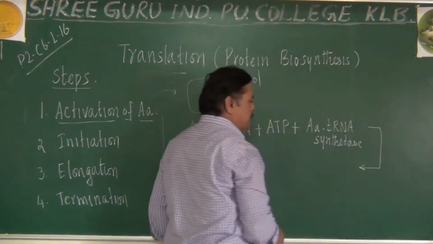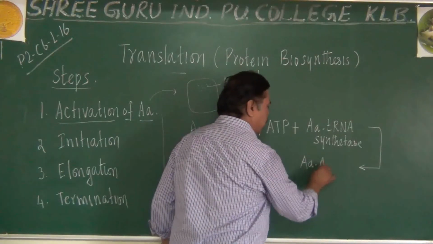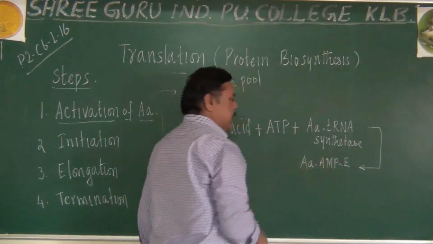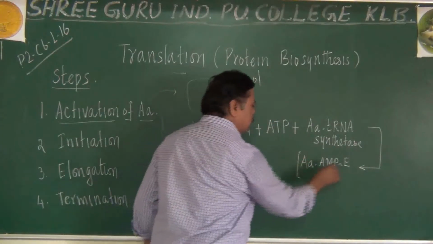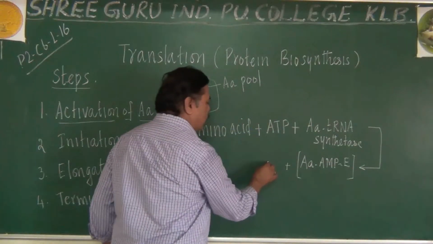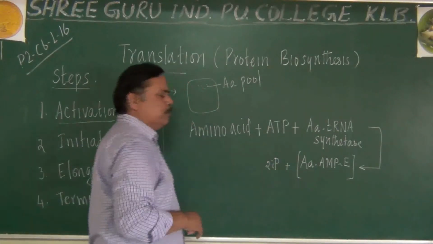I am writing this product here, that is known as amino acid AMP enzyme complex. In addition to this amino acid AMP enzyme complex, 2 inorganic phosphates will be released actually.